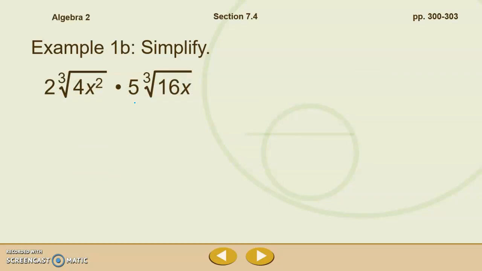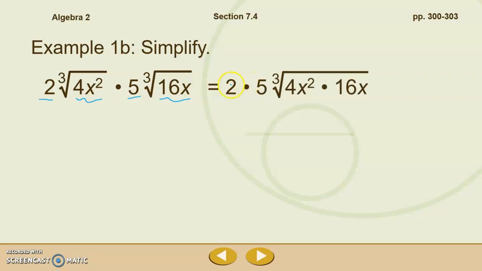2 cubed root of 4x squared times 5 cubed root of 16x. Now what I'm going to do here is actually multiply the 2 and the 5, and then multiply my 2 radicands together. So we get 2 times 5 on the outside, and the cubed root of 4x squared times 16x. Our prime factorization would have 2 times 2 times 2 times 2 times 2 times 2, and then x times x times x. Because we're looking for the cubed root, we're looking for groups of 3. So we have 2 cubed and 2 cubed and x cubed.